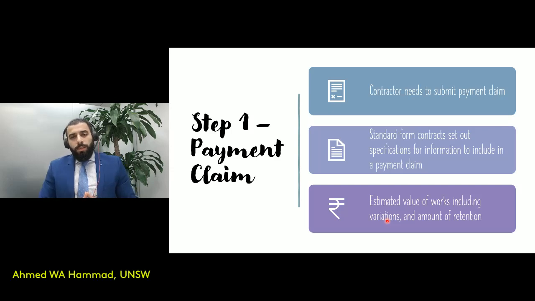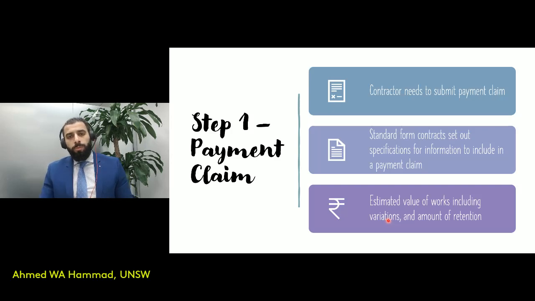So, as I said, the claimant needs to submit the payment claim. Let's just assume that the claimant over here is the contractor, i.e. the builder, and they need to make this submission, the payment claim. The standard form contract would set out specifications for information that the builder, in this case the claimant, needs to include in the payment claim.